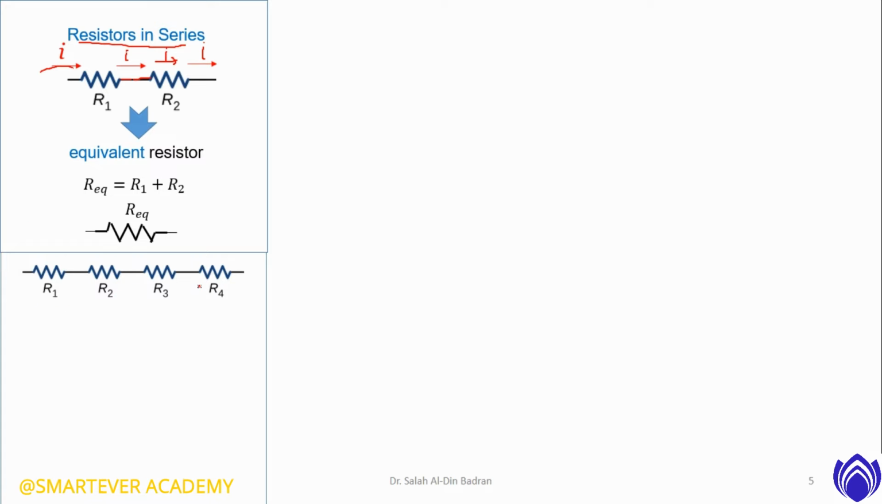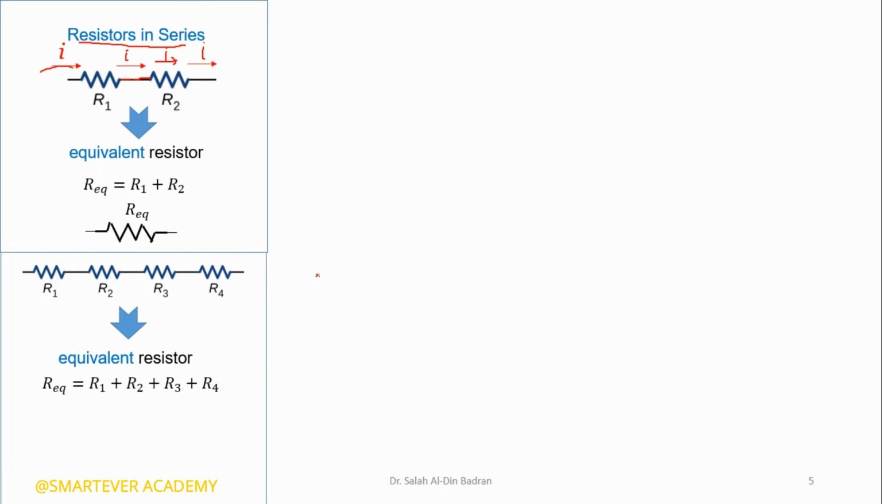Here is another example of resistors in series. For four resistors in series, the equivalent resistor is the summation of the four resistors, R1 plus R2 plus R3 plus R4. Again, you can draw them as one resistor only and write the total value that you found, the equivalent resistor.